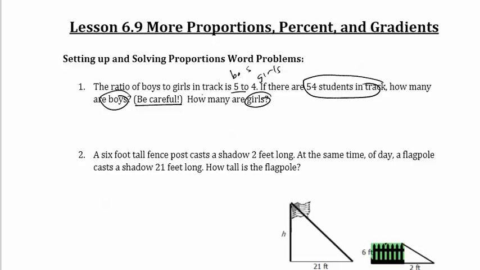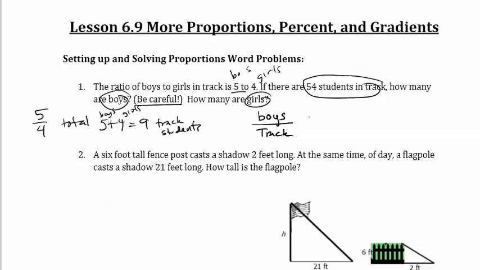Well, it tells us the ratio of boys to girls. So if our ratio is 5 to 4, then that means that our total for the ratio is 5 plus 4, which is 9. So if we're comparing 5 boys to 4 girls, then that's a total of 9 track students. Okay, so now it tells us that there are 54 students in track and it wants to know how many boys there are. So if we're going to compare boys, we want boys to track students as far as a ratio.